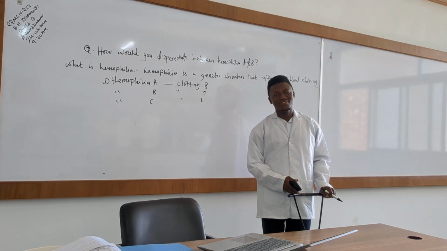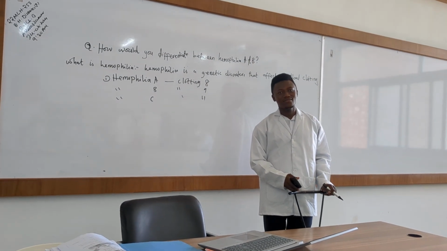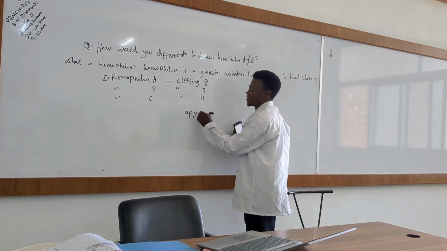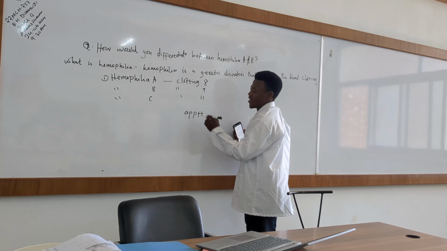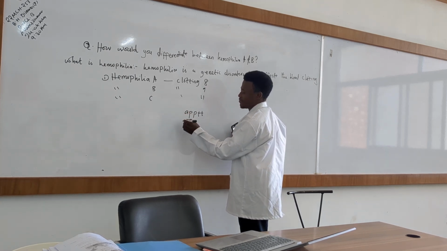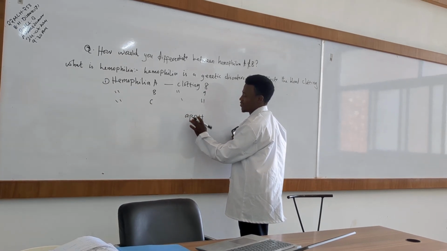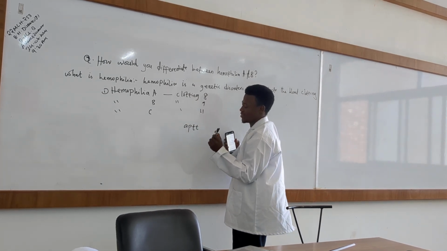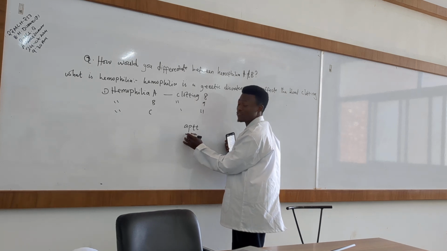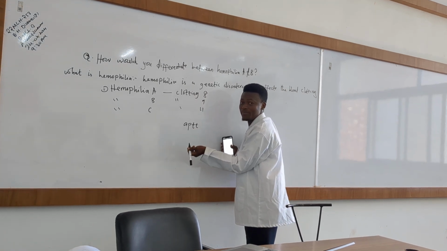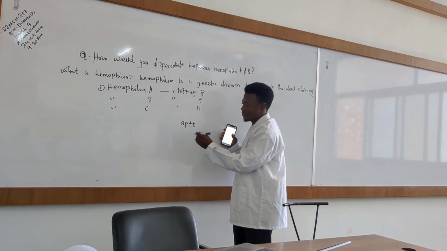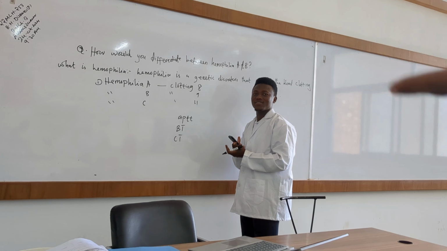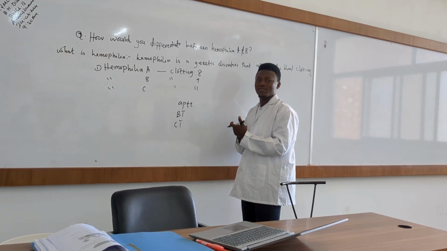So now tell me what lab tests will be elevated in hemophilia? Write all the lab tests. Yes, APTT, okay, not A double P. Yeah, APTT will be elevated. Then bleeding time will be elevated and clotting time will be elevated. Elevation of these three might indicate it might be hemophilia.